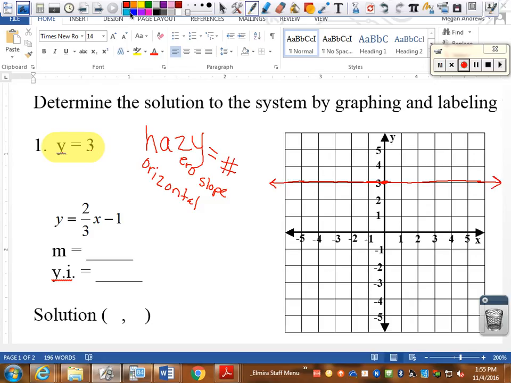Then when I'm graphing my second one, starting at -1 and then up 3 to the right, up 1, 2, 3 to the right, up 1, 2, 3 to the right, I can see my intersection point is right here, which is, now there's no number here, but 6 comes after 5, so (6, 3). So that's number 1, all done for you.